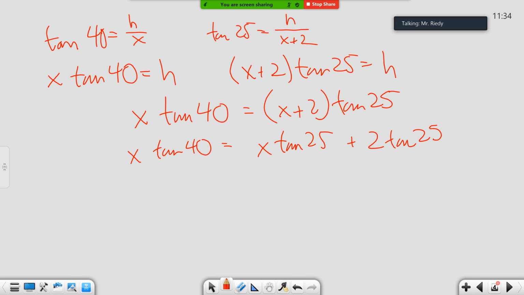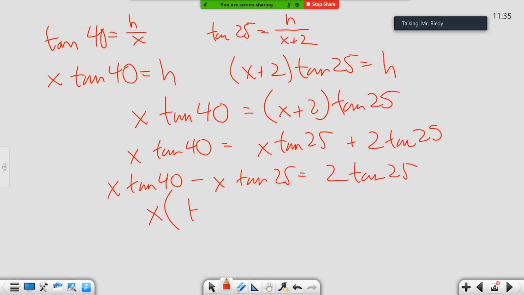If it has an x, it goes to the left. If it doesn't, it stays on the right. X times the tangent of 40 minus x times the tangent of 25 is equal to 2 times the tangent of 25. How we doing so far? Give me a thumbs up if you're following me, please. Good. Okay, more algebra. These two terms have an x in common, so I'm going to factor out an x.